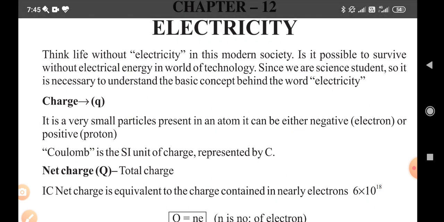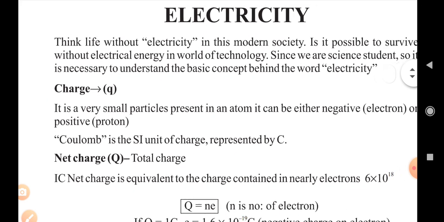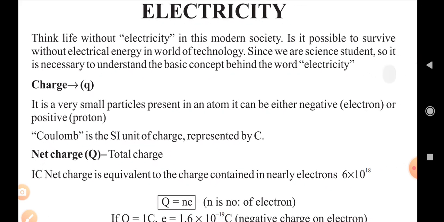A great physicist, Coulomb, stated about charge and its unit. Coulomb is the SI unit of charge, which is represented by capital C.